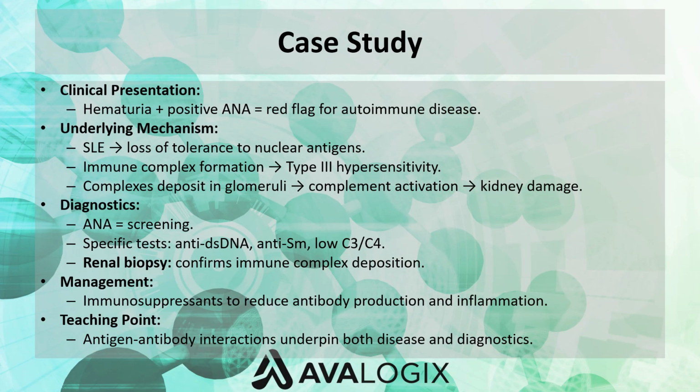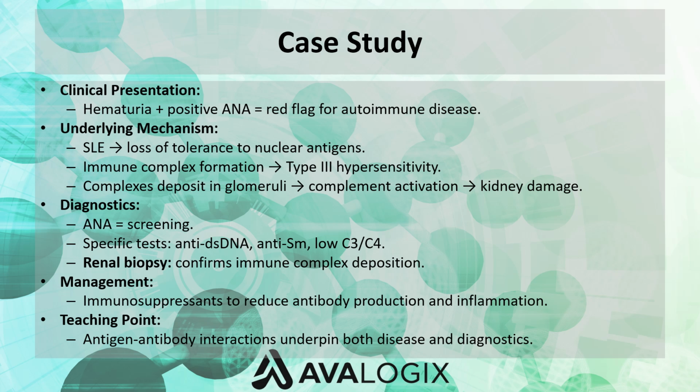Let's examine this real-world scenario. A 21-year-old female presents with hematuria, blood in the urine, and a positive ANA test. Your first thought might be, what do these findings have in common immunologically? The ANA, or antinuclear antibody, is a hallmark of autoimmune disease, particularly systemic lupus erythematosus (SLE). In SLE, the immune system loses tolerance to nuclear components like DNA, histones, and ribonucleoproteins.